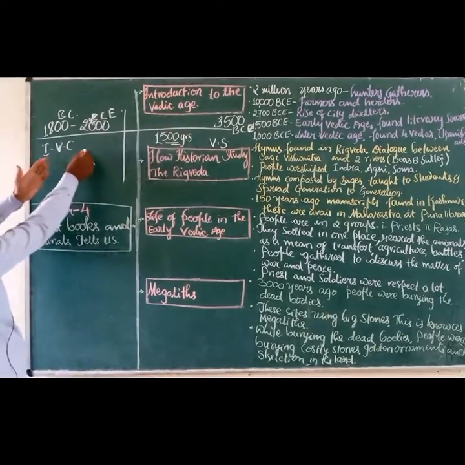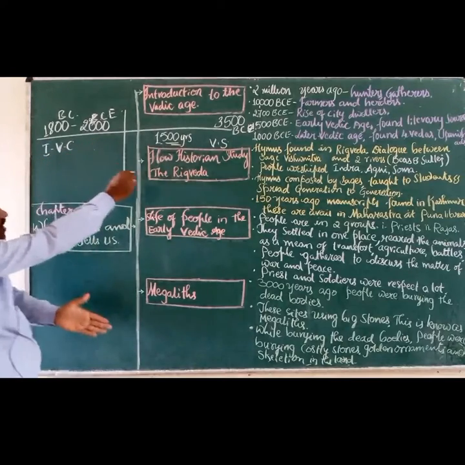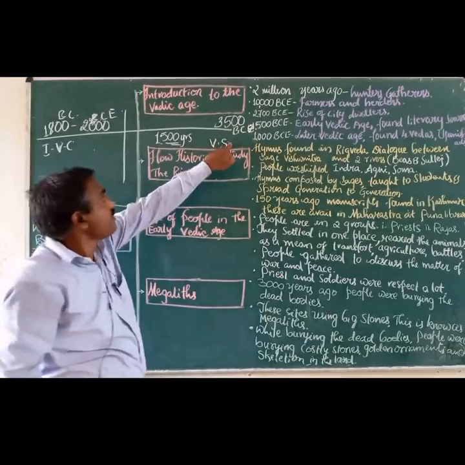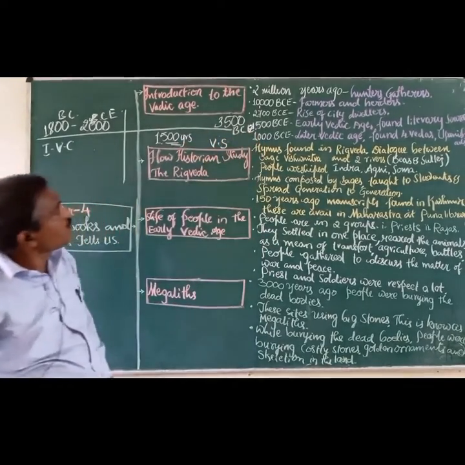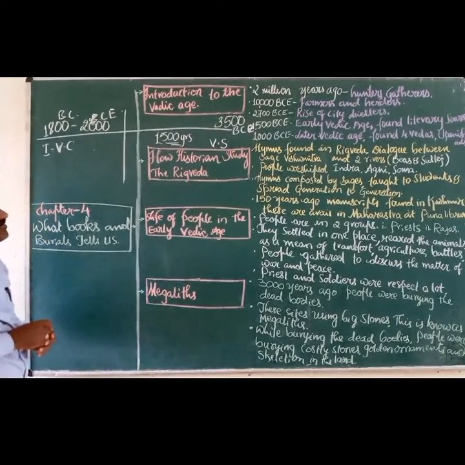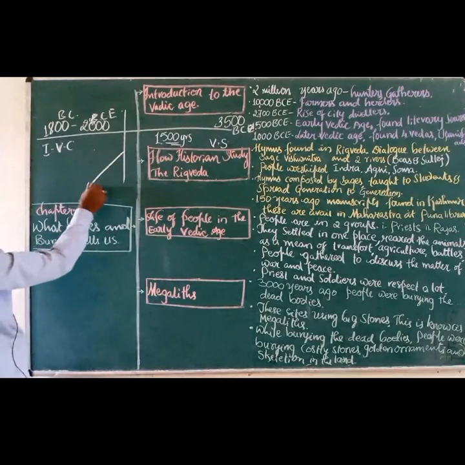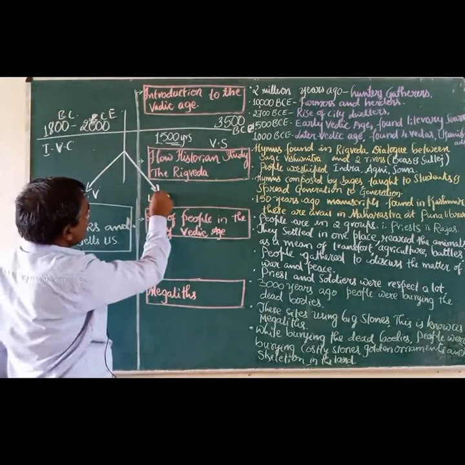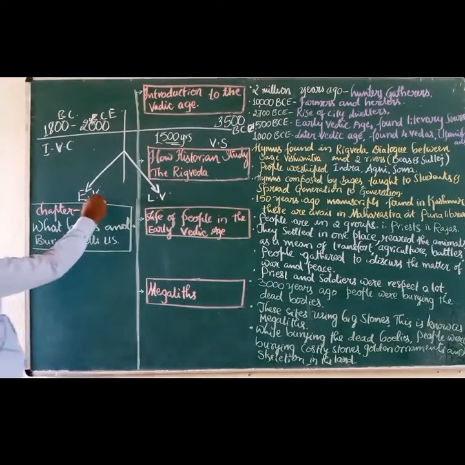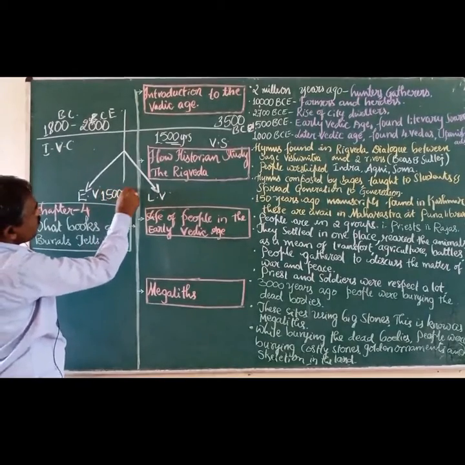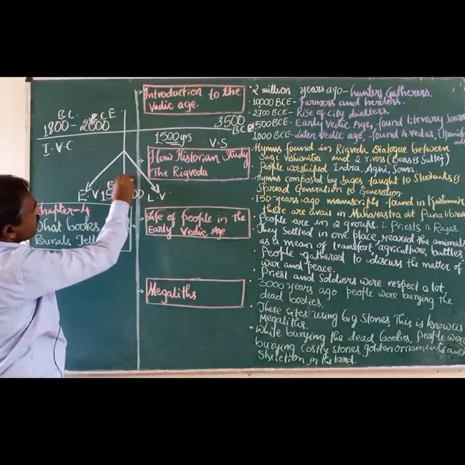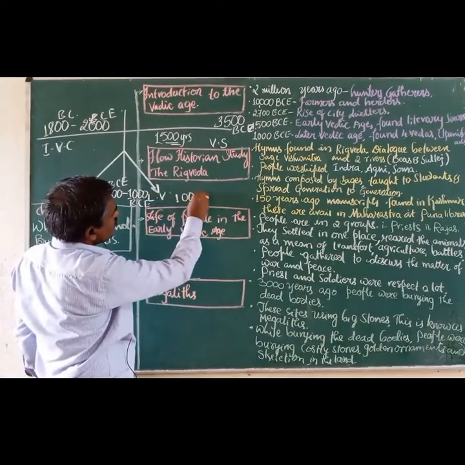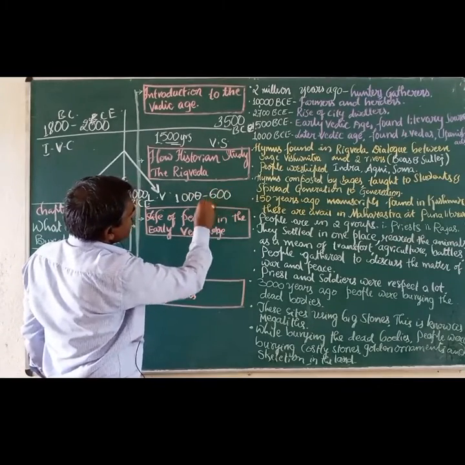At the end of the Indus Valley civilization, we found some records, and after that, around 3500 BCE, BCE meaning before Christ era, we come to know about the Vedas. The Vedas are divided into two categories: early Vedas and later Vedas. Early Vedas means 1500 to 1000 BCE, and later Vedas means 1000 to 600 BCE.